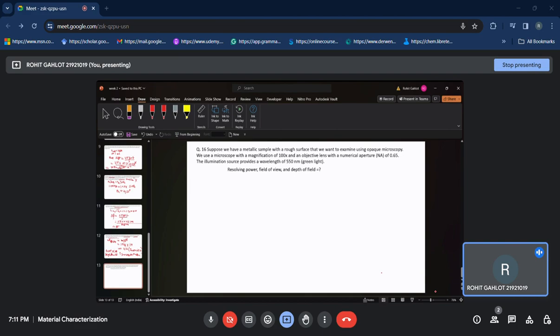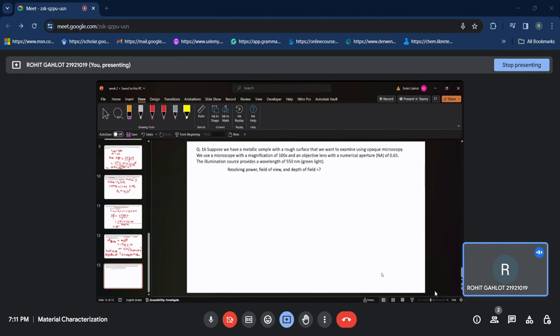Now if we move to question number 16, suppose we have a metallic sample with a rough surface that we want to examine using opaque microscopy. We want a microscope with a magnification of 100 times and an objective lens with a numerical aperture of 0.65. The illumination source provides a given wavelength, and we need to find the resolving power, field of view, and depth of field. So firstly, what are these, the field of view and depth of field?